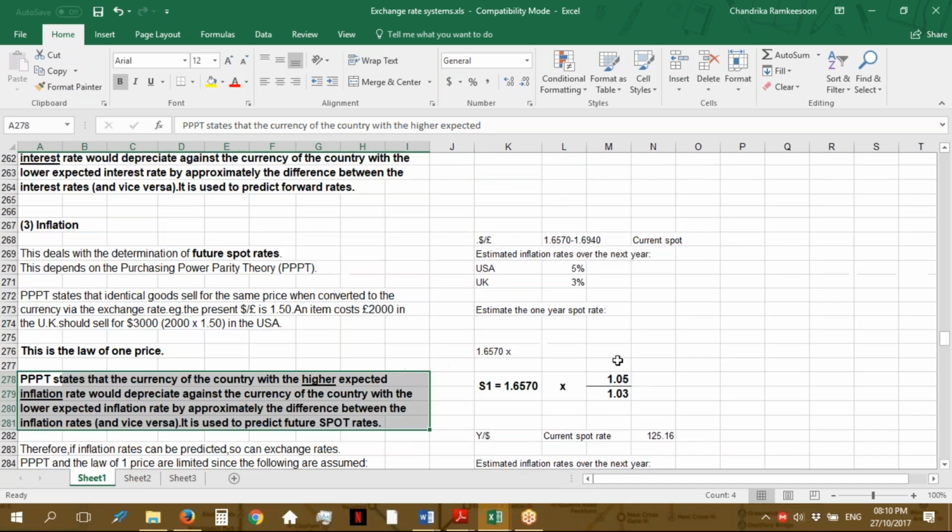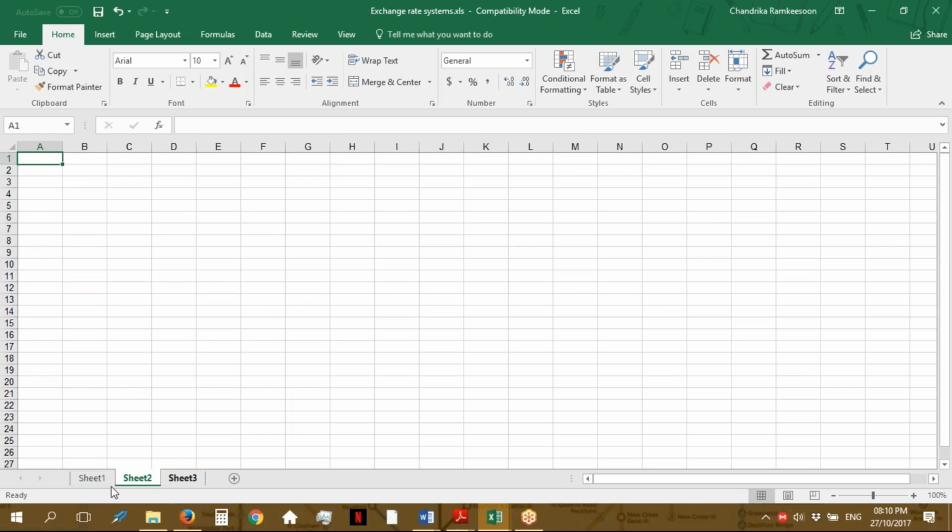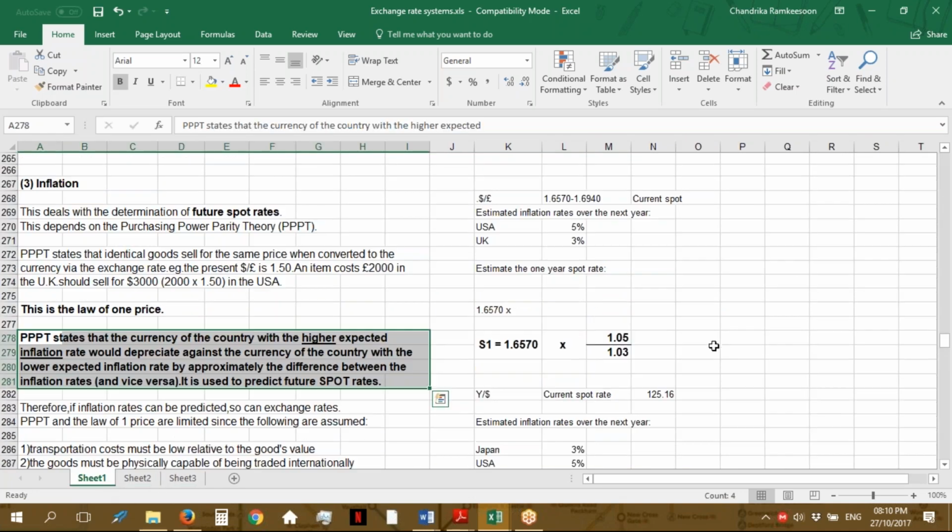Now, before we go on, one other thing that you need to know is this. The examiner may not necessarily ask you to work out the spot rate in a year's time. The examiner may ask you to work out the spot rate in 6 months' time. All right, 6 months' time.